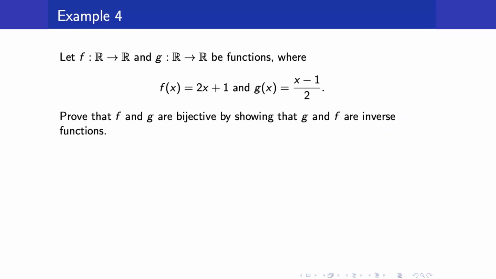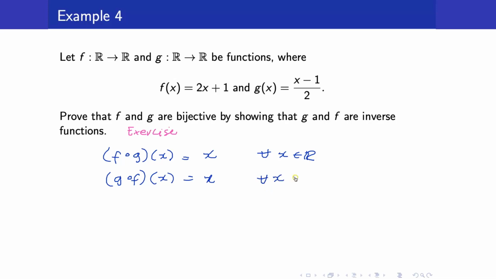For our last slide, suppose that we have these two functions. Prove that f and g are bijective by showing that g and f are inverse functions. This is again another exercise. And how do we show that they are inverse functions? All we have to do is to show that f circle g of x is equal to x, and g circle f of x is equal to x for all x in R. That shows that they are inverses of each other, so therefore both of them are bijective.